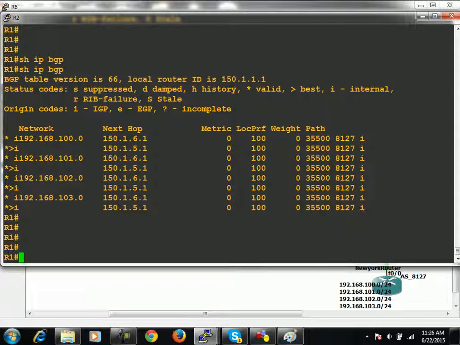Because for R5 its best path was via BT. For R6 its best path is also via BT. So both of them are advertising their best path information towards their neighbor R1. And R1's best path is via R5. That is why R1 is giving this information back to R6, that you can also reach these prefixes via me as well.